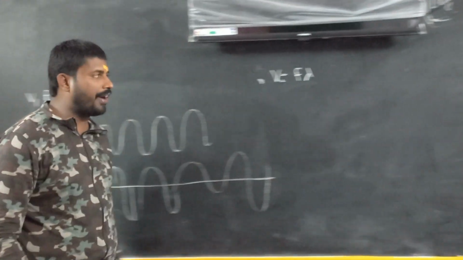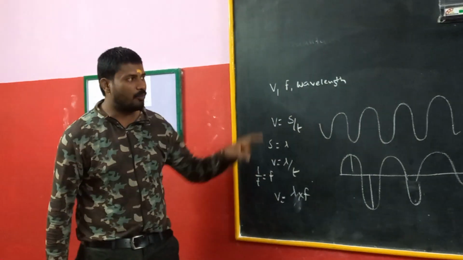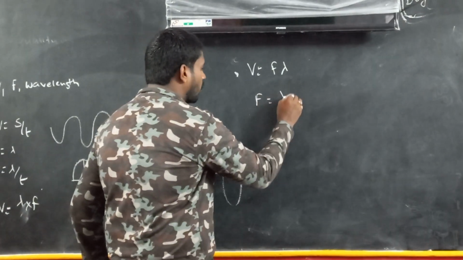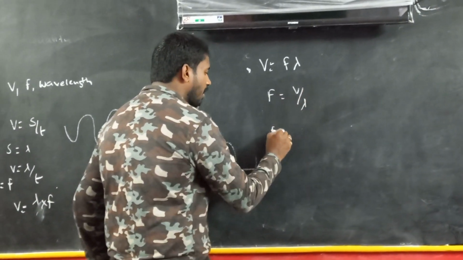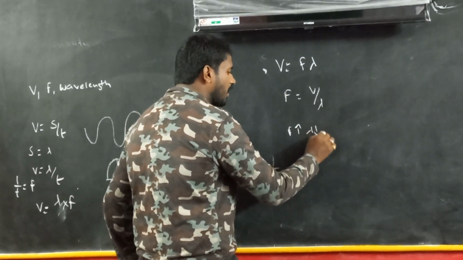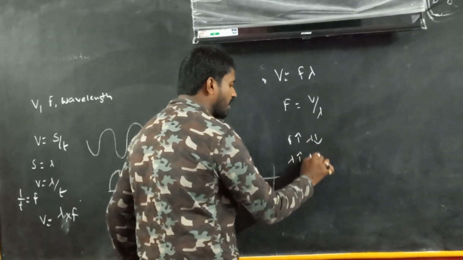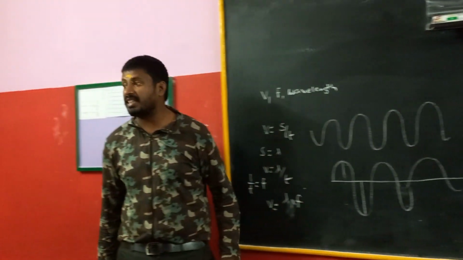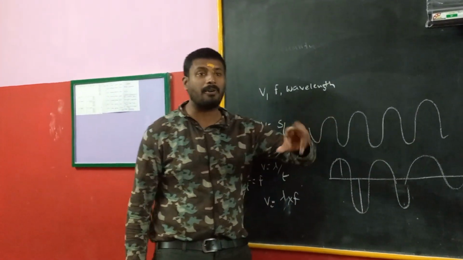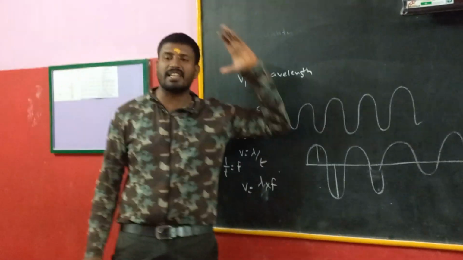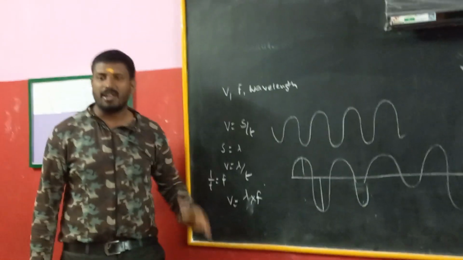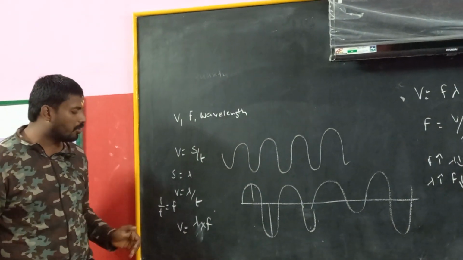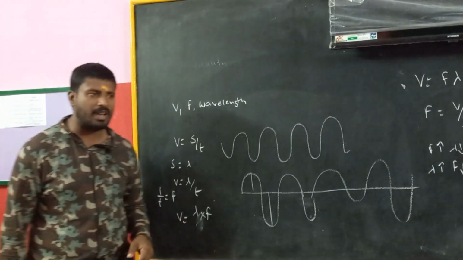Now, we are going to find out the relation between frequency and wavelength. F is equal to V by lambda. That means if frequency increases, wavelength decreases. If wavelength increases, frequency decreases. The relation between frequency and wavelength is inversely proportional. V is equal to F lambda.